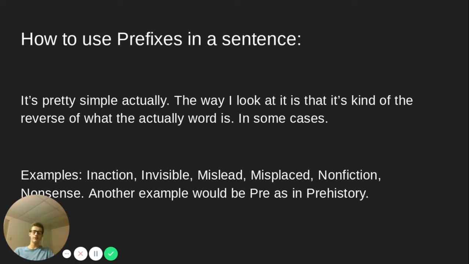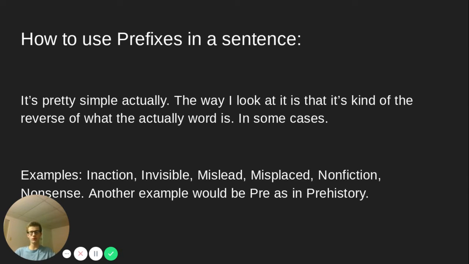Non-fiction. Fiction. Science fiction. Anyway. Fiction is something that's not real. Non-fiction makes it real because it's not fiction, so it's real.